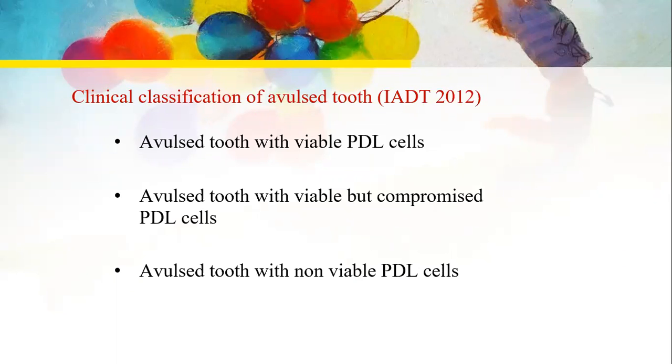IADT in 2012 gave a clinical classification of avulsed teeth into three categories, based on the viability of the PDL cells: avulsed teeth with viable PDL cells, avulsed teeth with viable but compromised PDL cells, and avulsed teeth with non-viable PDL cells. Based on this classification, they came up with the management of the avulsed tooth according to PDL cell viability. So what is the consequence of tooth avulsion?